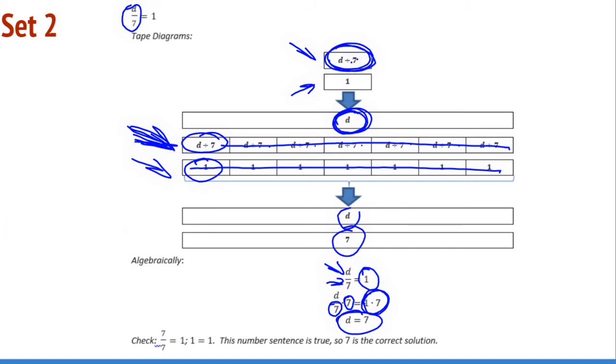Substitution. D divided by 7 equals 1. I'll substitute in the 7. 7 divided by 7 equals 1. 7 divided by 7 is 1. Is 1 equal to 1? Oops. Yes, it is. And there's my check mark that ran into my 1.